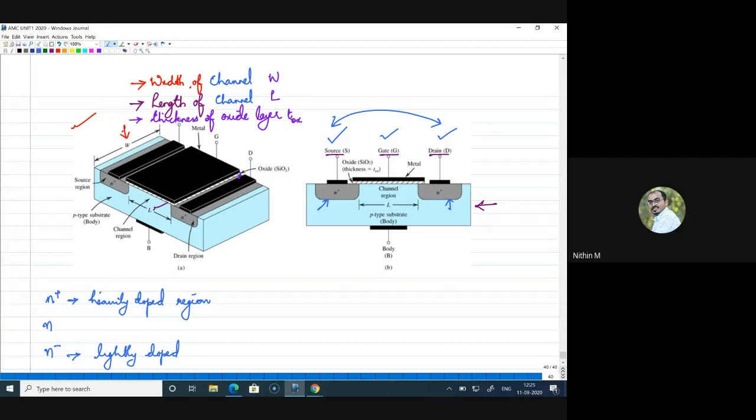If a current is flowing from source to drain, we generally call that current I, and maybe we'll come to the notations a little later. So this is the structure of a MOSFET. Any doubts so far in the structure?